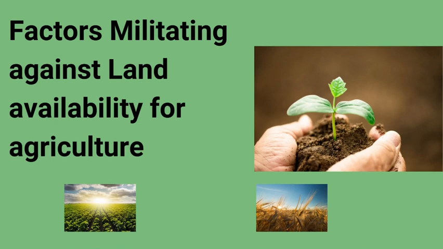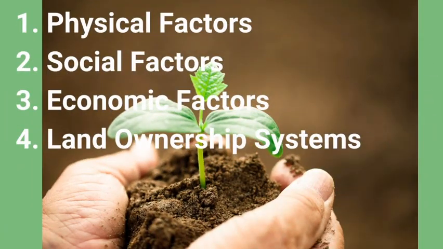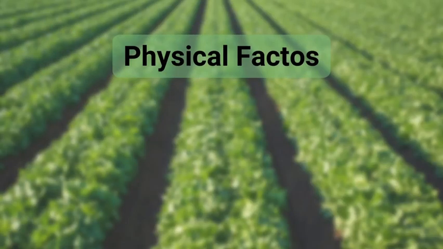Now, factors militating against land availability for agriculture. The first one is physical factors. We have social factors, we have economic factors, and the land ownership system. Within a short time, I'll be explaining these factors to you.